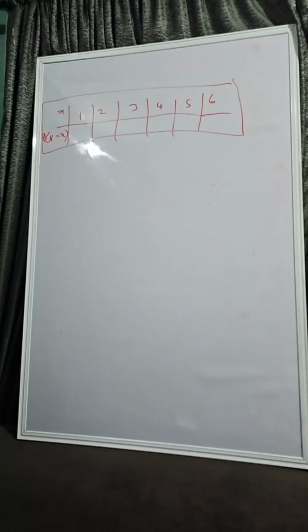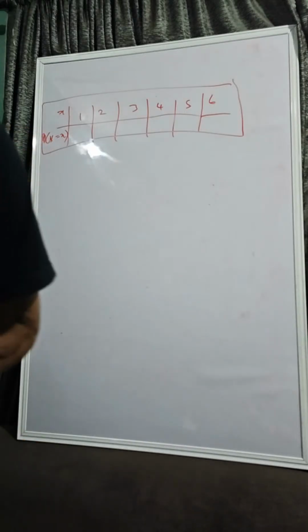Because the die has 6 faces, correct. So the reason why this table has 1 to 6, one number to 6, is because a die has 6 faces. So who can tell me what distribution this is going to be? What is the probability going to be for each face?